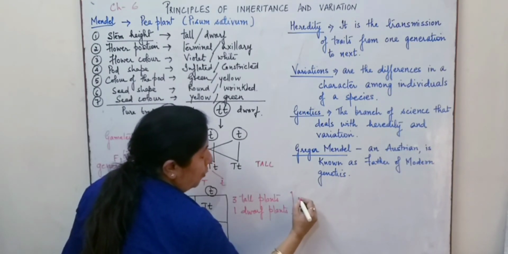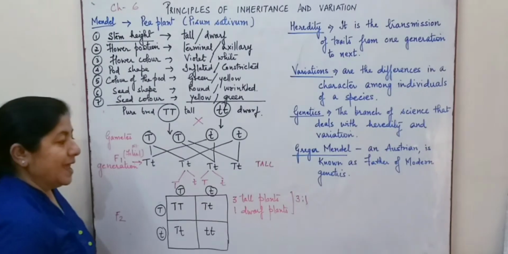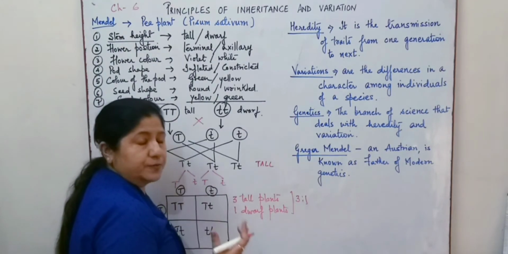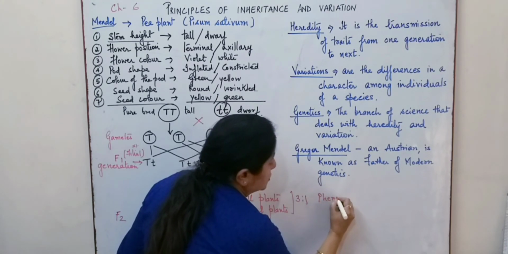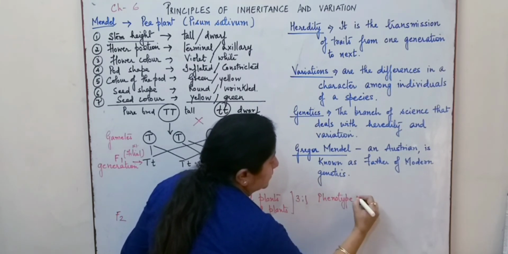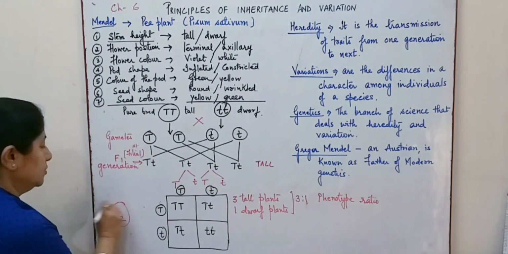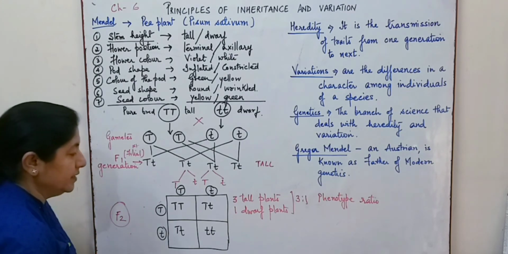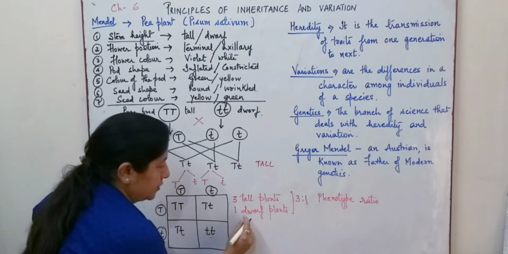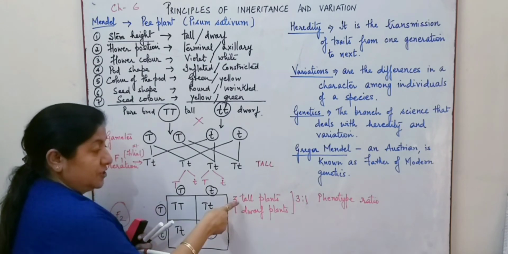So the ratio of the F2 generation was 3:1, and since these are observable, morphological characters, we call them the phenotype ratio. This is the phenotype ratio for the F2 generation. Also, he observed that 1 plant was dwarf. So this plant was dwarf and 3 tall plants were there.